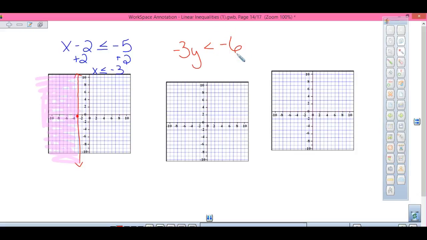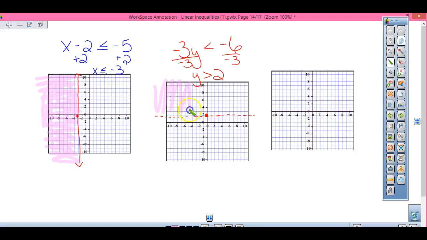All right, this one. Divide by negative 3. Now, you guys think back a little bit. What happens when we divide by a negative? You have to flip the sign. So y is greater than 2. So we find where y is 2. Horizontal or vertical? It's going to be horizontal. Dashed or solid? Dashed. Now, where are my numbers greater than 2? Above it or below it? Above it are going to be my numbers that are greater than 2.